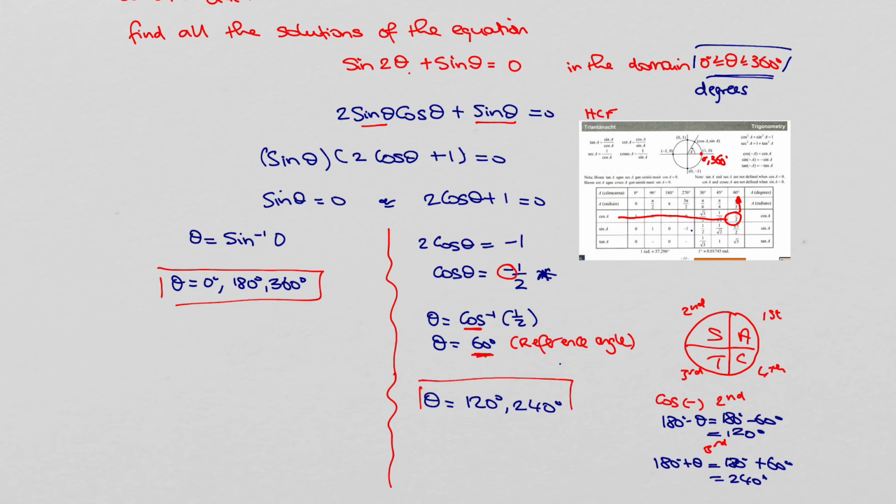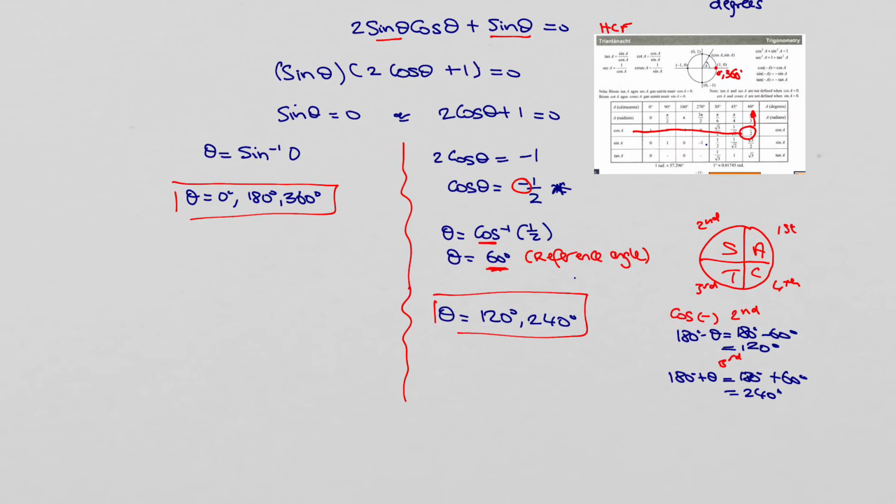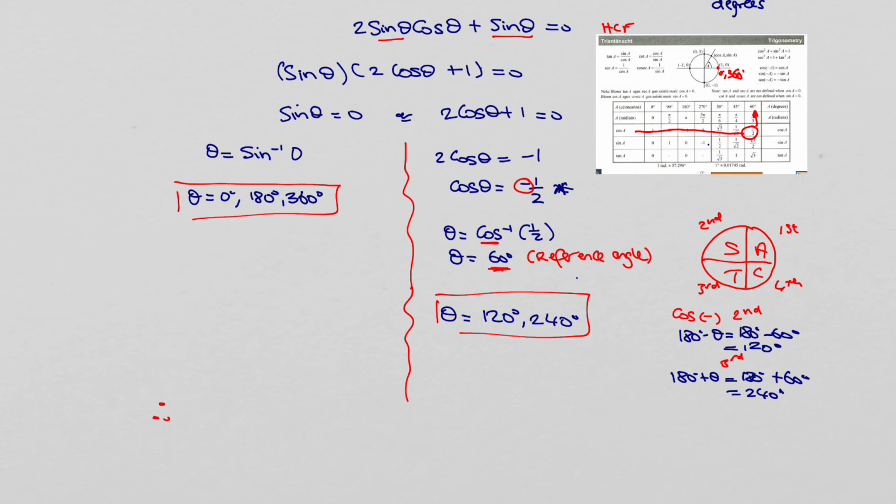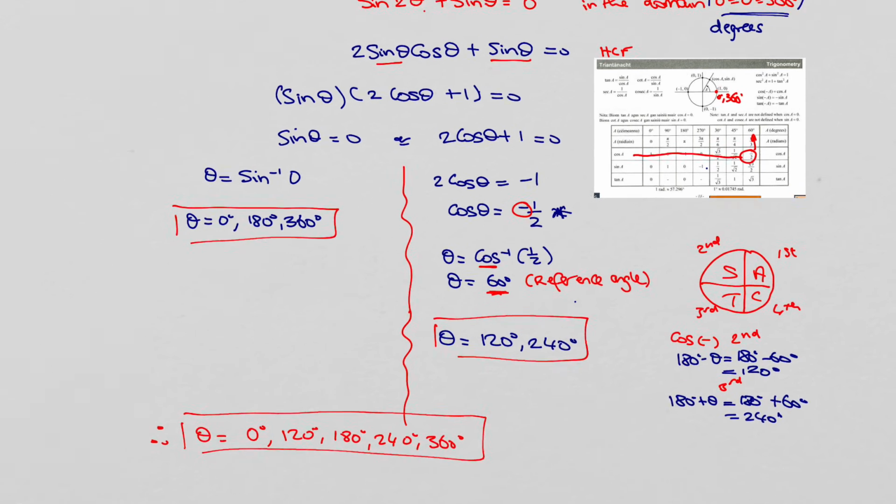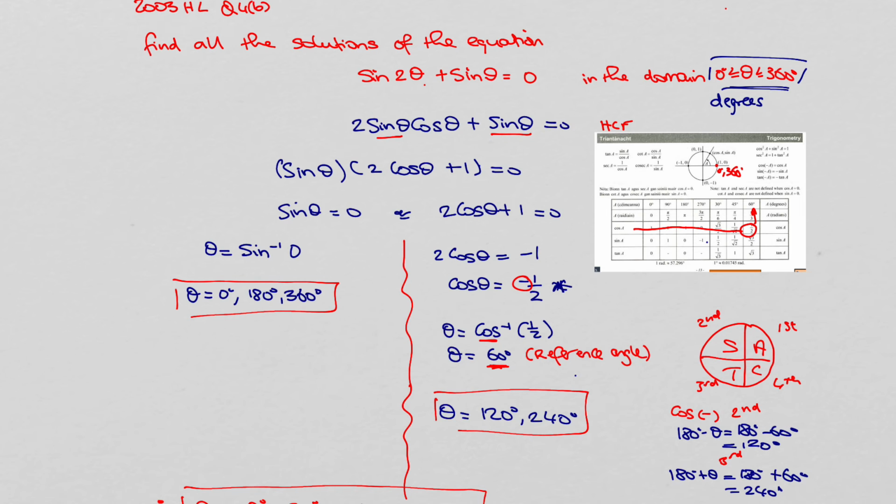Okay? So, therefore, what are my answers? I have two sets of answers. So I just finish off by saying, therefore, my solution set for theta, and I list all the possible answers, and I tend to put them in increasing order. So, 0, 120, 180, 240, and 360. They are all the values that will satisfy this given equation of sine 2 theta plus sine theta equals 0.